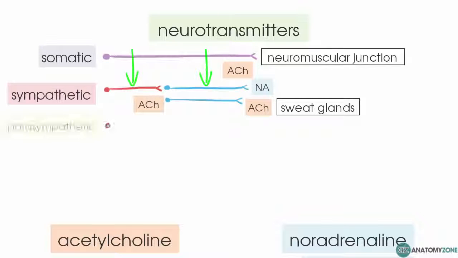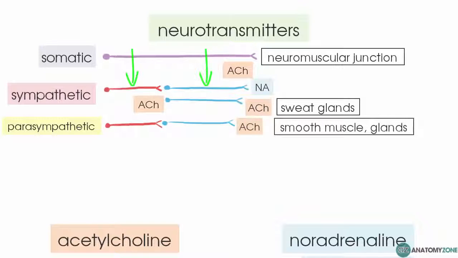What I've drawn on here is the parasympathetic nervous system. We've got the preganglionic neuron in red again, and then the postganglionic neuron in blue. The postganglionic neuron secretes acetylcholine in the parasympathetic nervous system.